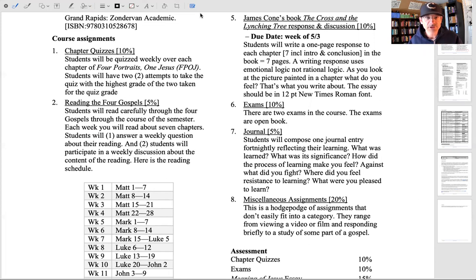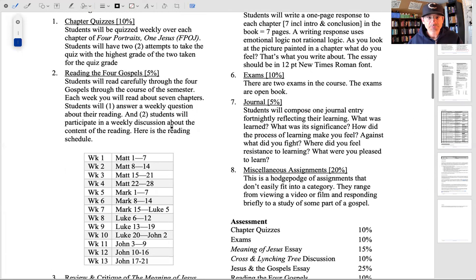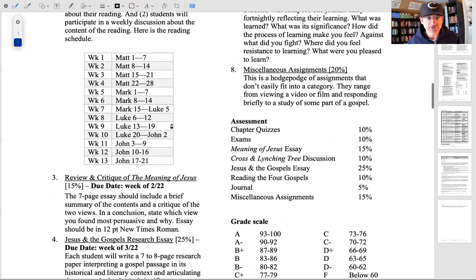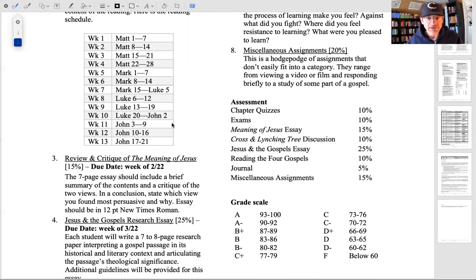Then number 2, reading the 4 Gospels. This is what we were talking about. You will read through the Gospels, Matthew to John. Students will read carefully through the 4 Gospels through the course of the semester. Students will, 1, answer a weekly question about the reading. And number 2, students will participate in a weekly discussion about the content of the reading. And then here's the schedule for the readings through the course of the semester.